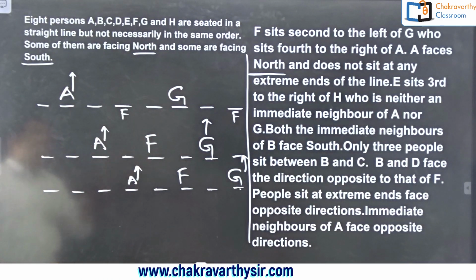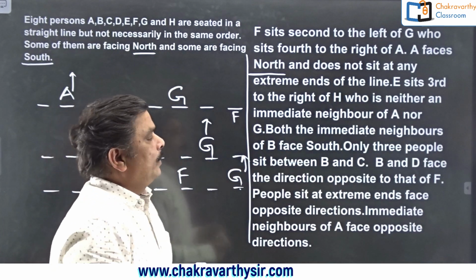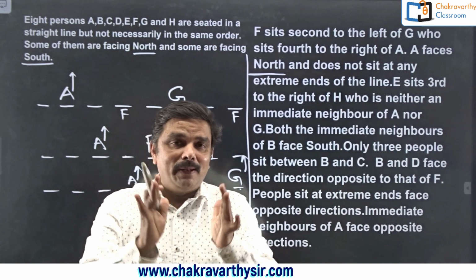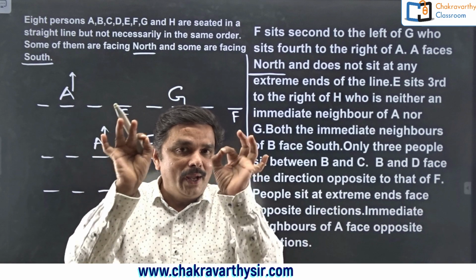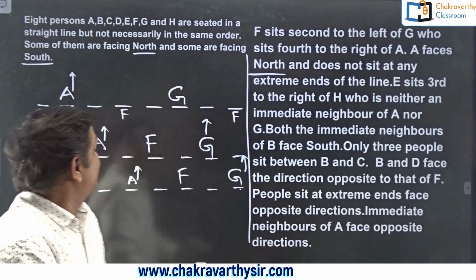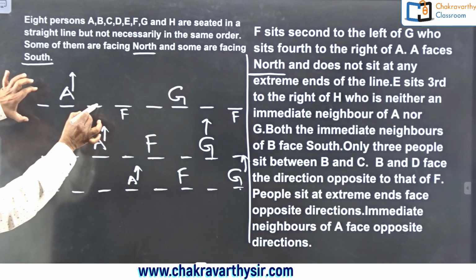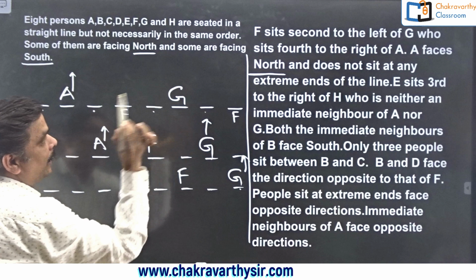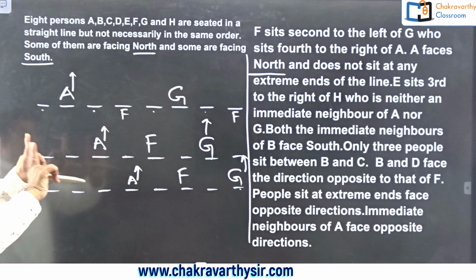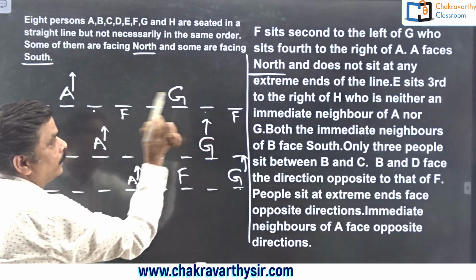What is that one? E sits third to the right of H, who is neither an immediate neighbor of A nor G. Now, E's place depends upon that of H. H is not the neighbor of A or G. That means, according to this possibility, I cannot keep H here, here, and here and here. Only two places left for H are these two only.